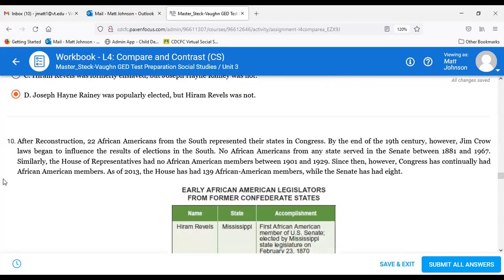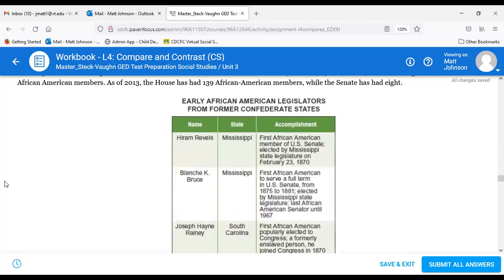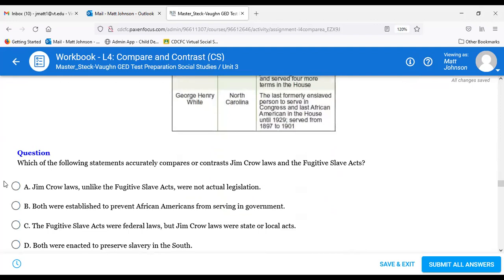D is in dog. Okay, number 10, Capri, would you like to take number 10 for us? Which of the following statements accurately compares or contrasts Jim Crow laws and the Fugitive Slave Acts? A, Jim Crow laws, unlike the Fugitive Slave Acts, were not actual legislation. B, both were established to prevent African Americans from serving in government. C, the Fugitive Slave Acts were federal laws, but Jim Crow laws were state or local acts. D, both were enacted to preserve slavery in the South. And the answer is C.